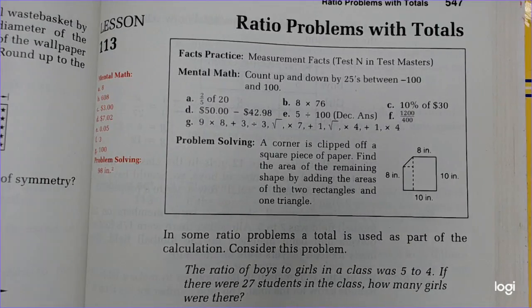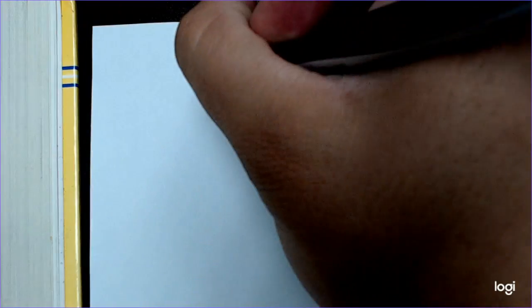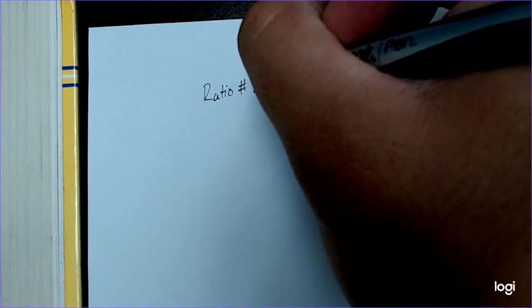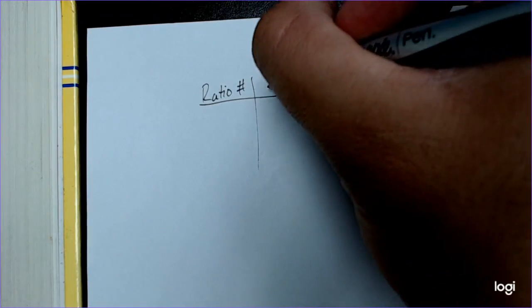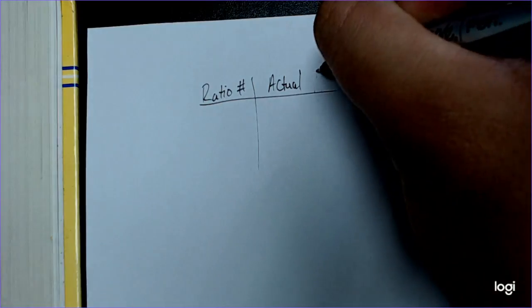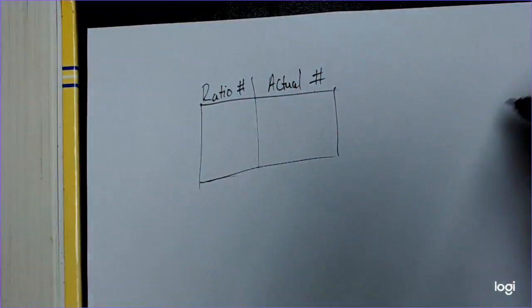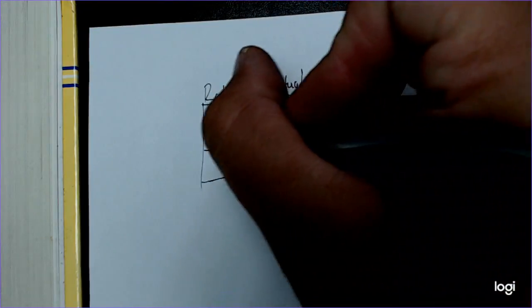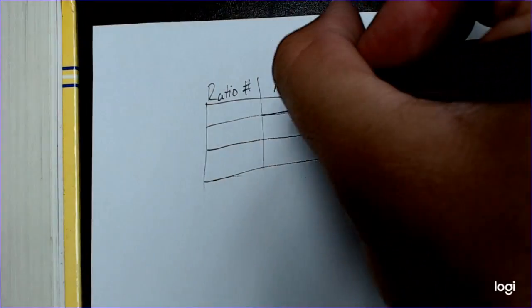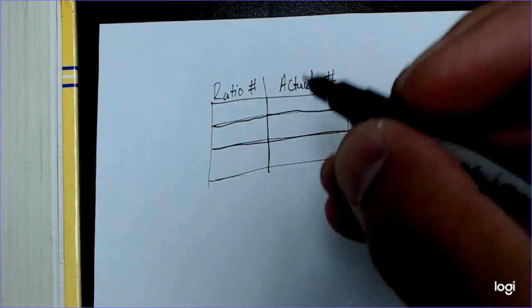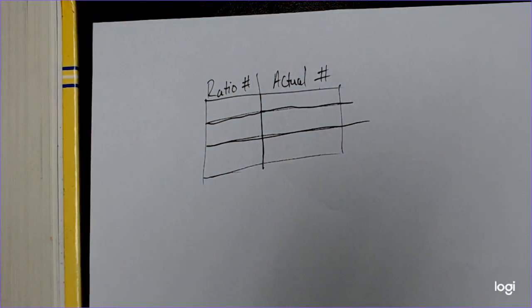So, to do this, we are going to have to learn a new little chart that I'm going to show you right now. The way that this chart works is we're going to have the ratio number, and then that will be separate from the actual number, right? And then it's going to be split into 3 parts, right? And depending on the problem, we'll be able to fill in this chart.